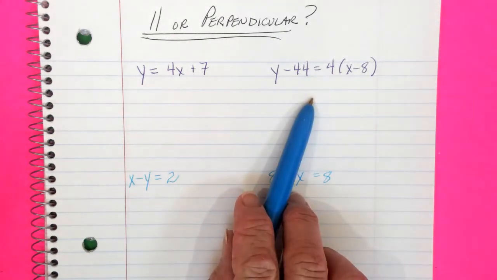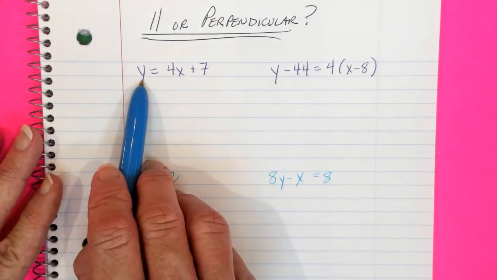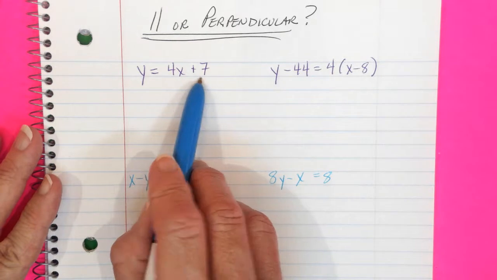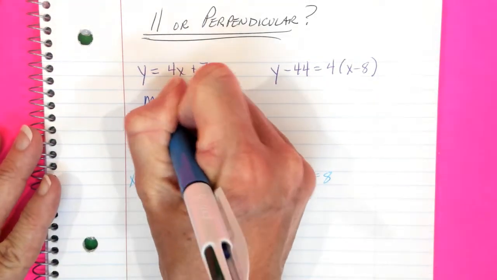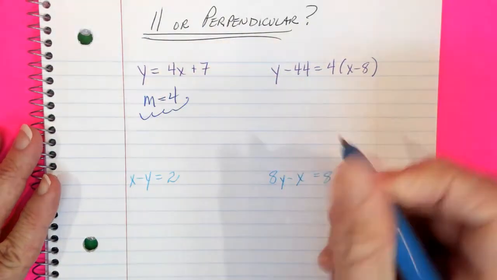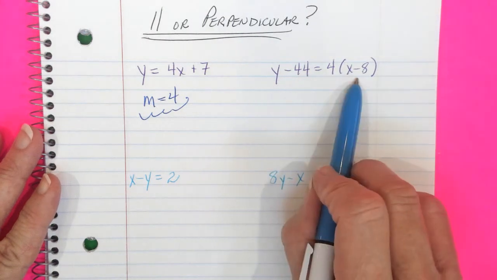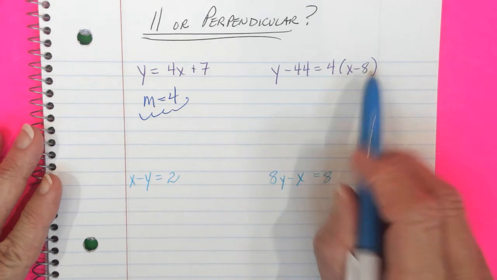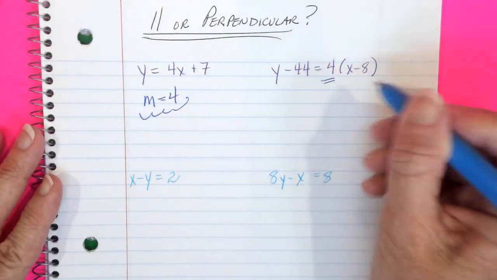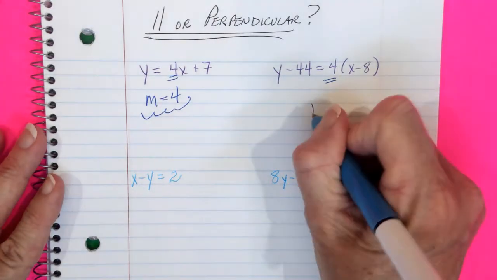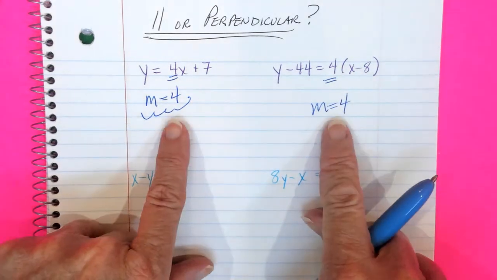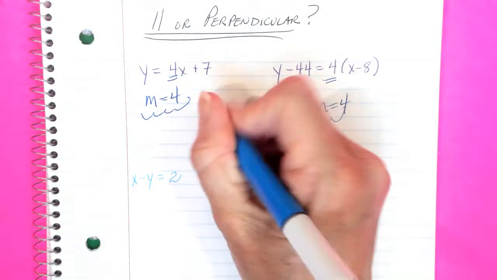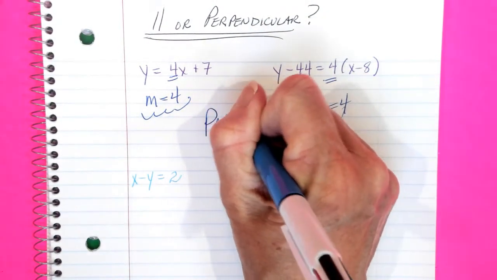These purple lines, let's see, this one is in slope-intercept form. Here's the slope, here's the y-intercept, so I know the slope is 4. This is in point-slope form: y minus y1 equals m times x minus x1. And again, here's the slope, just like with the slope here. Since the slopes are the same, these two lines are parallel.